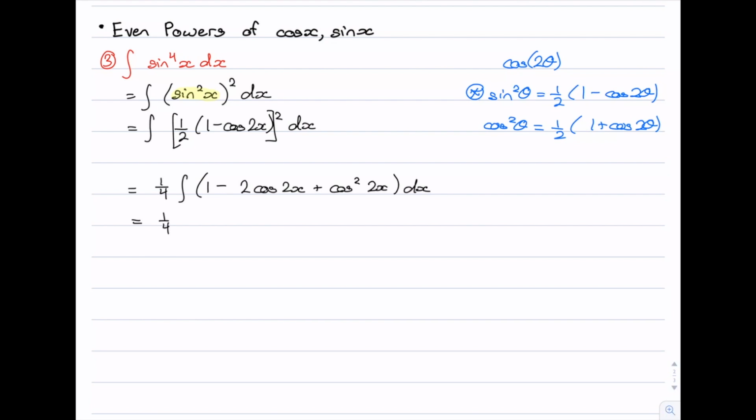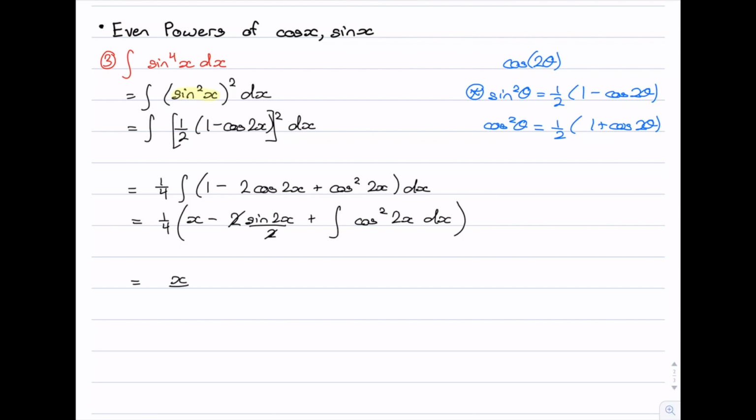Let's start integrating this. The integral of 1 is x, put a big bracket around this, minus the integral of 2 cos 2x. Well, the integral of cos 2x is going to be sine 2x on 2, and then we still have that 2 that's sitting out the front. You can see that these are going to cancel. And then we still have this integral, the integral of cos squared 2x. Let's just write it like this for the moment. Take it one step at a time. And remember, all of that bracket is being multiplied by a quarter.